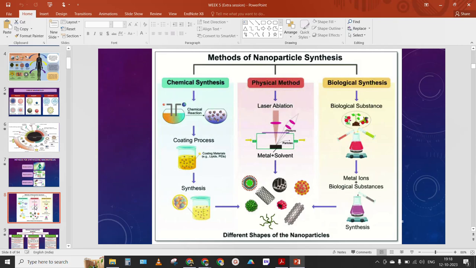But in the physical method, we use an external force rather than any chemical. Like solvent plus metal, we can use sonication, which is enhanced or accelerated by an external force. So this is called the physical method of preparing nanoparticles. Then biological synthesis. In biological synthesis, we synthesize the nanoparticle by using a natural extract. Nowadays, in some labs, some are preparing nanoparticles by using leaf extracts. First, they take leaves from a plant, boil them, take the extract of that leaf, then put some drops of it in a silver nitrate solution, which leads to the formation of silver nanoparticles. This kind of thing is called biological synthesis of nanoparticles.